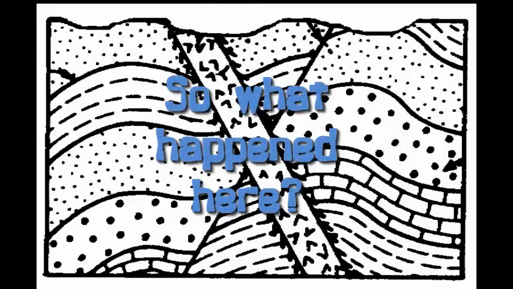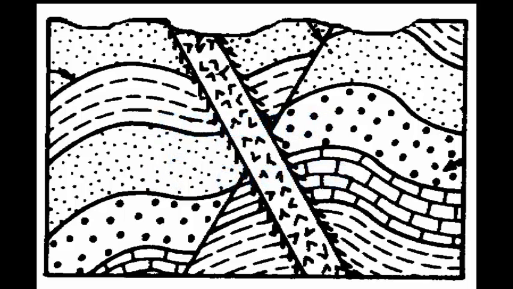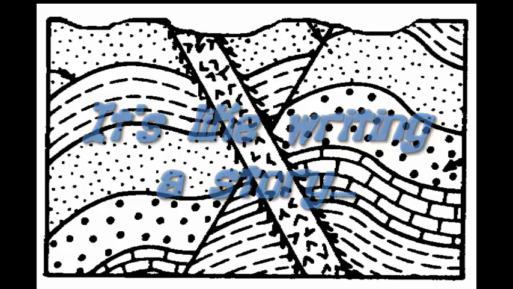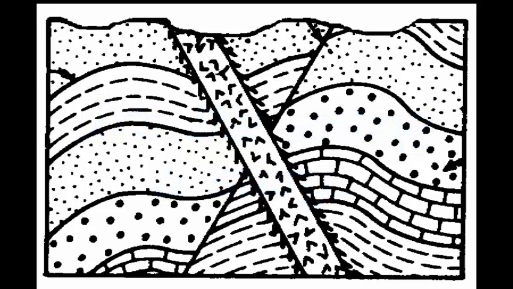So what happened here? In this next section, we'll look at how to decode these things and how to write something called a sequence of events. These geologic cross-sections have recorded events that happened in Earth's history. So when you write out a sequence of events, it's kind of like writing a story of what happened there. In order to do that, we need to identify the events and then list them in the order that they happened. If the events weren't in the right order, then our story wouldn't make any sense.